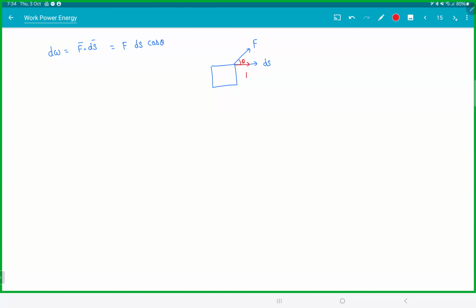We resolved the force into components. We resolved this into F cos theta, F sin theta. And then you can say the small work done is F cos theta into ds. You can write like this. So then this F cos theta is force in the direction of displacement. So whichever is the displacement, in that direction you take the force. This is one way to take.